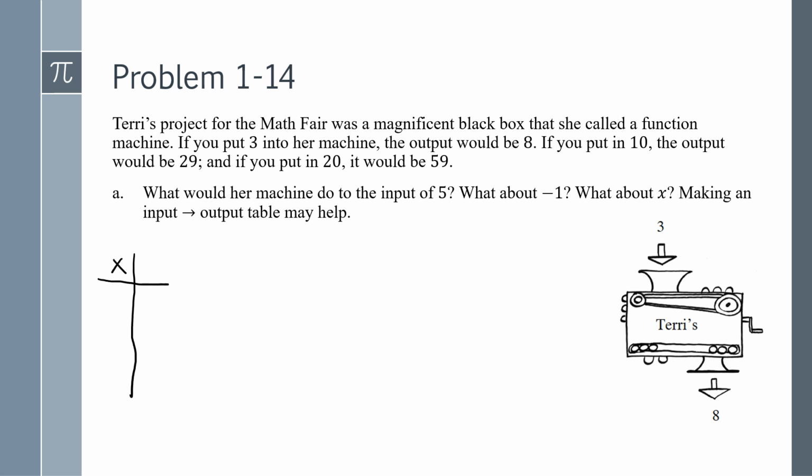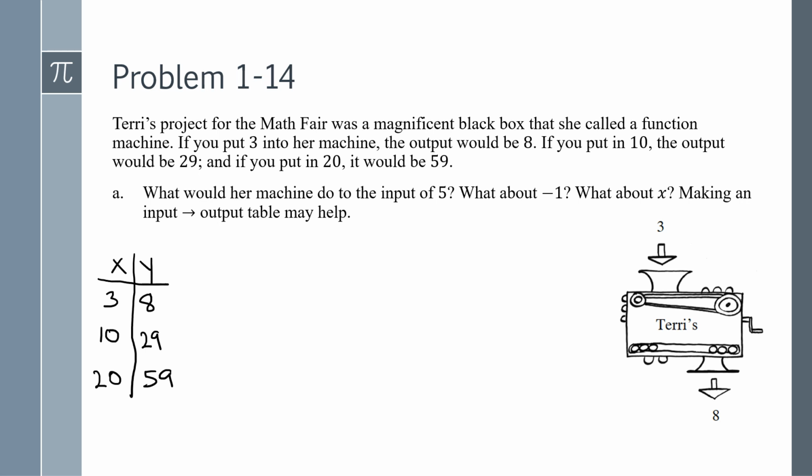So we're going to make a table first to see if there's a pattern. We're going to order the inputs in order. So the first input was a 3. It gives me an 8. The next one is a 10. That gives me a 29. And the next one is 20. And that would give me 59. So my question is, what do I do to these x's to get these y's?